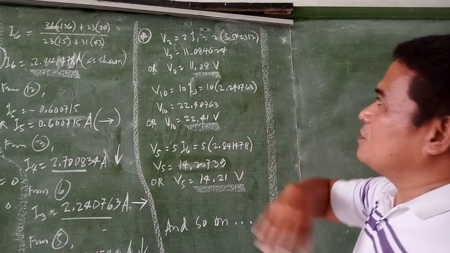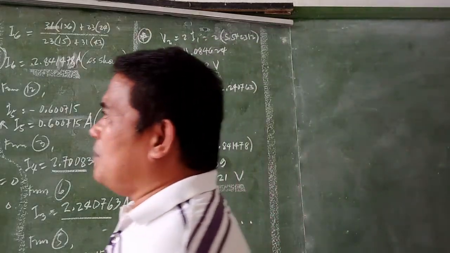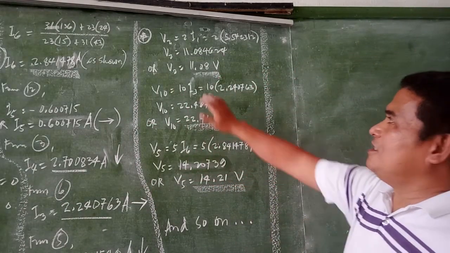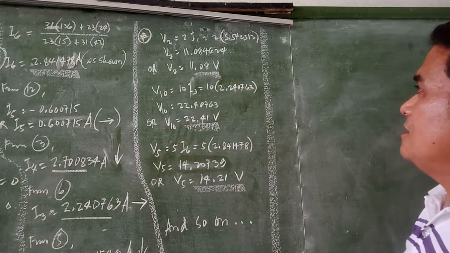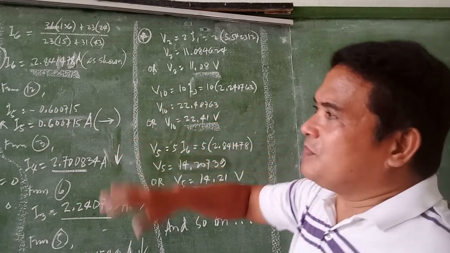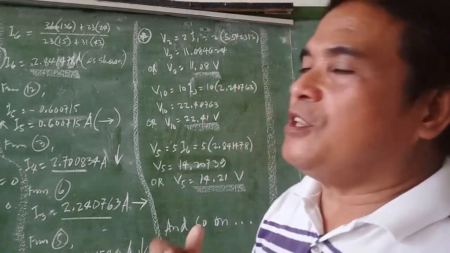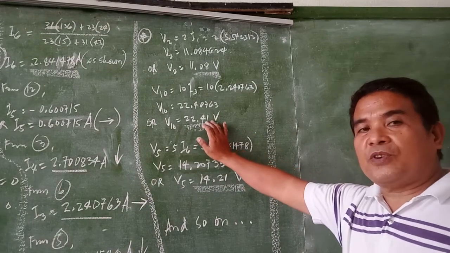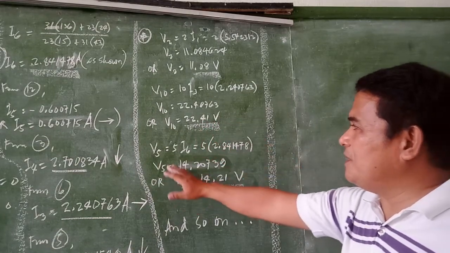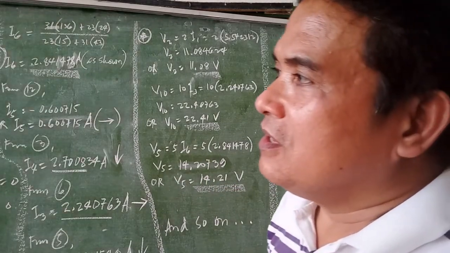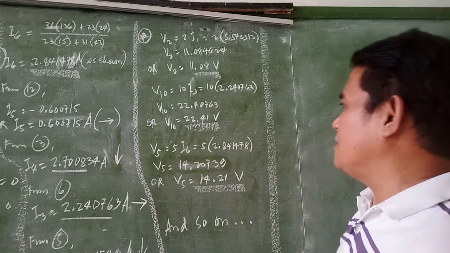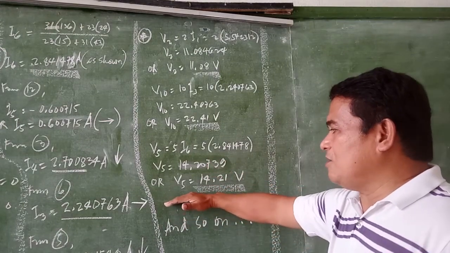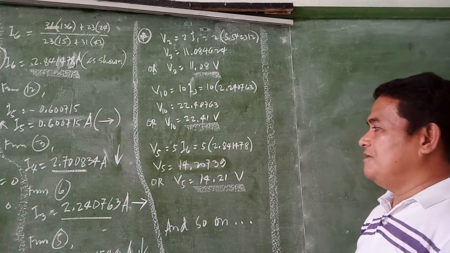Say for example, across the 2 ohm resistor, your V sub 2 is given by 2 I sub 1, and this is equal to 11.08 volts. V sub 10, the voltage across the 10 ohm resistor, is 10 I sub 3, and the value is 22.41 volts. Also V sub 5, across the 5 ohm resistor, is 5 times I sub 6, and the value is 14.21 volts, and so on. Of course, you can just determine all the remaining voltages.